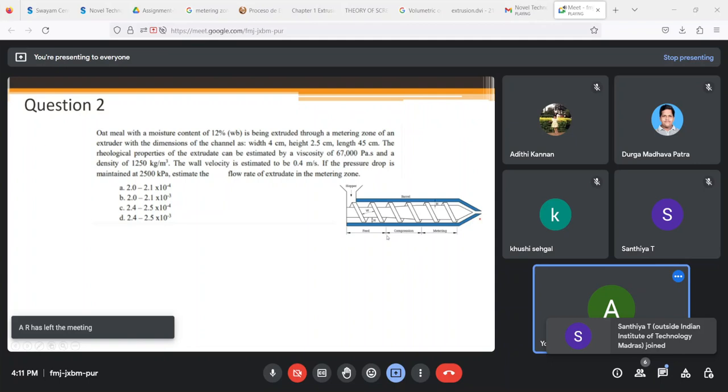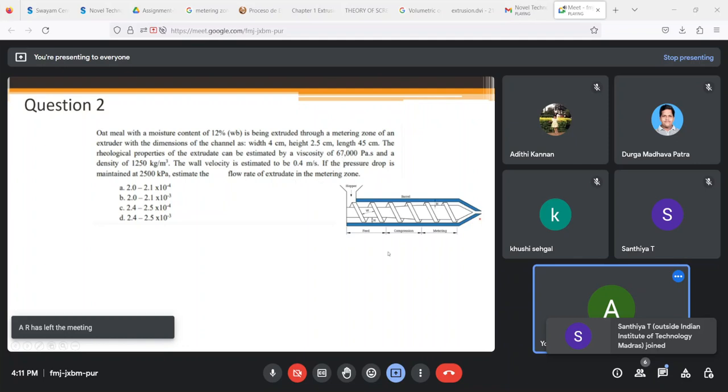So with the help of high pressure and temperature, you will change the texture and the properties of the food material, and the food material will pass from the feed to the exit. This is where you will have a die or a particular hole which will give a shape to your food product. So based on the shape of the die, the shape of your food product will also change. So this is how your extrusion process looks like.